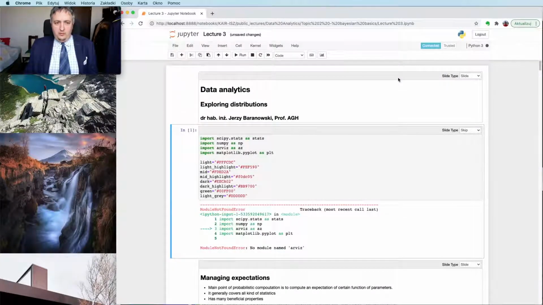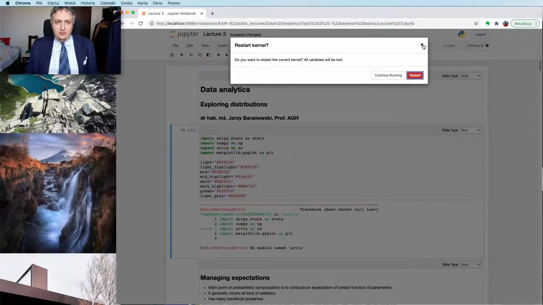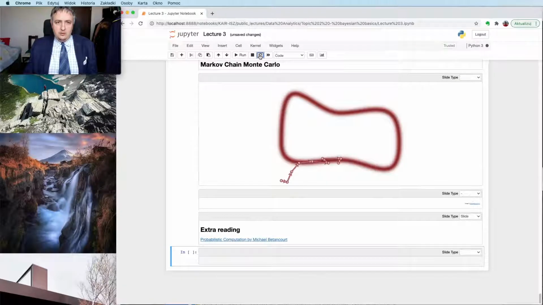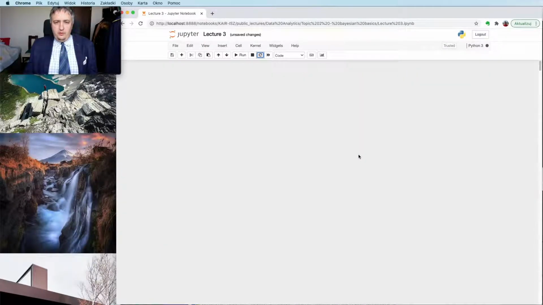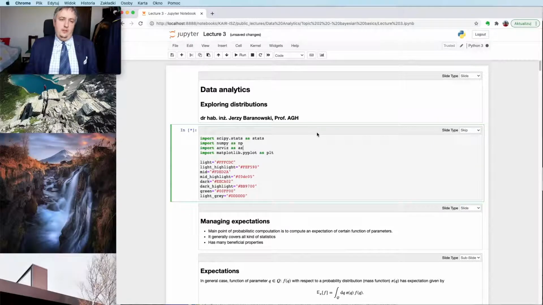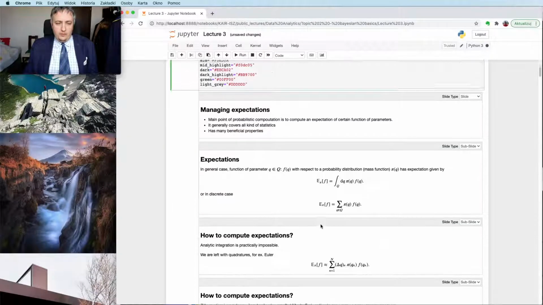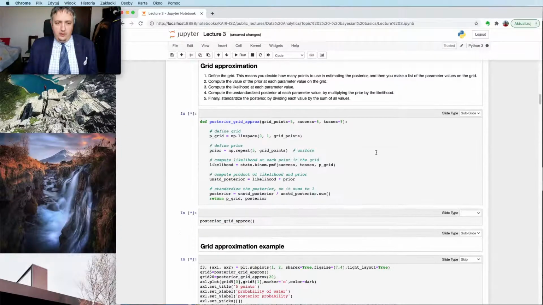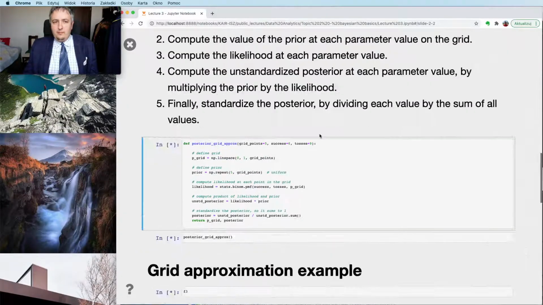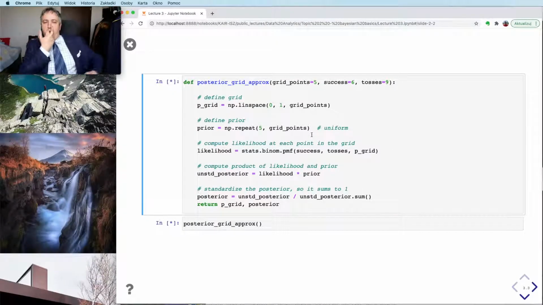I need to restart the kernel, of course. Okay, I think I'm done here, or not. Yes, now it's running. So let's come back to our code. Hopefully everything will work. So, returning to the idea.